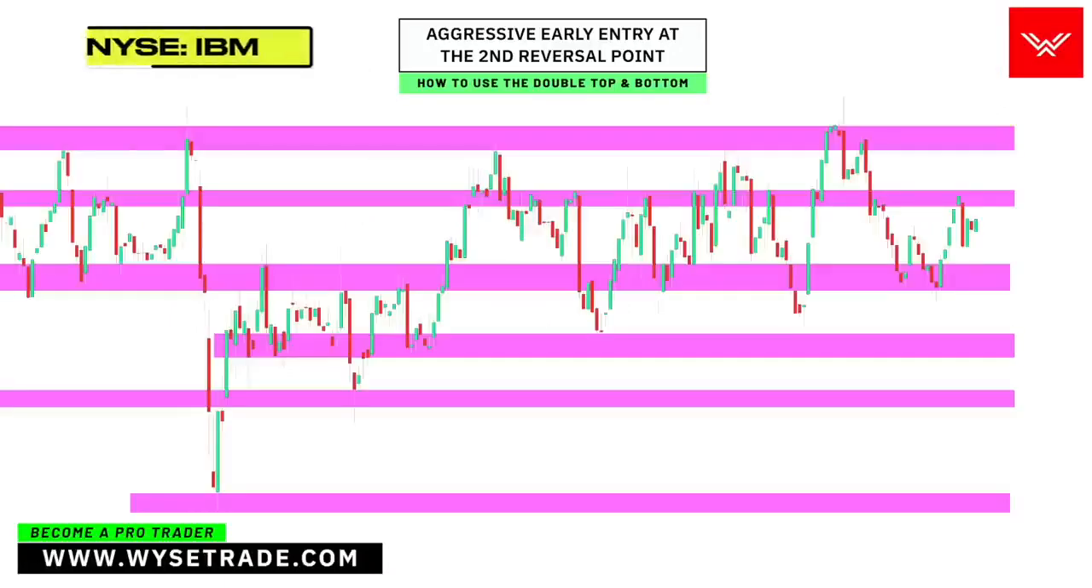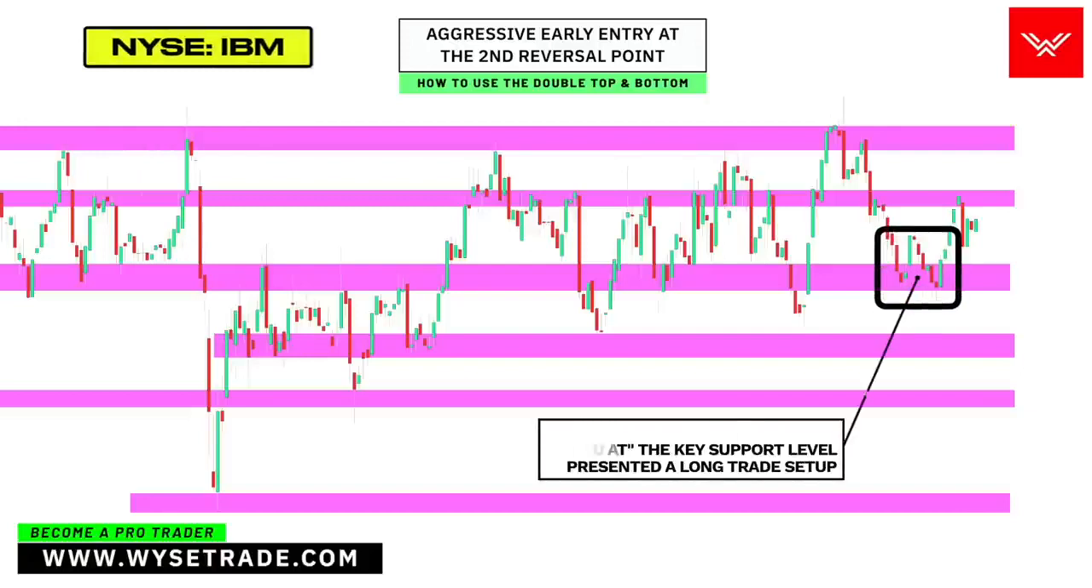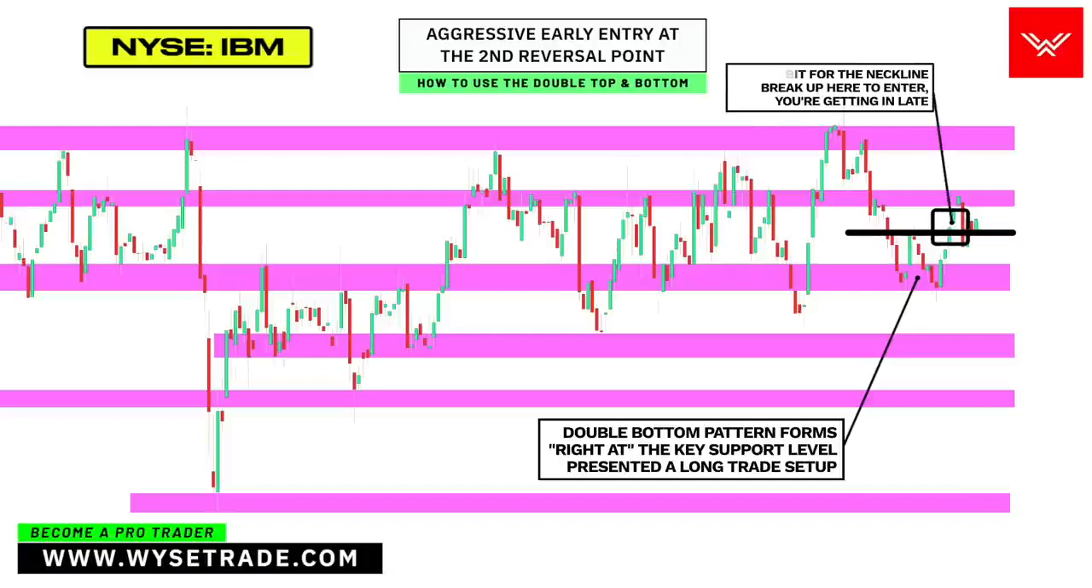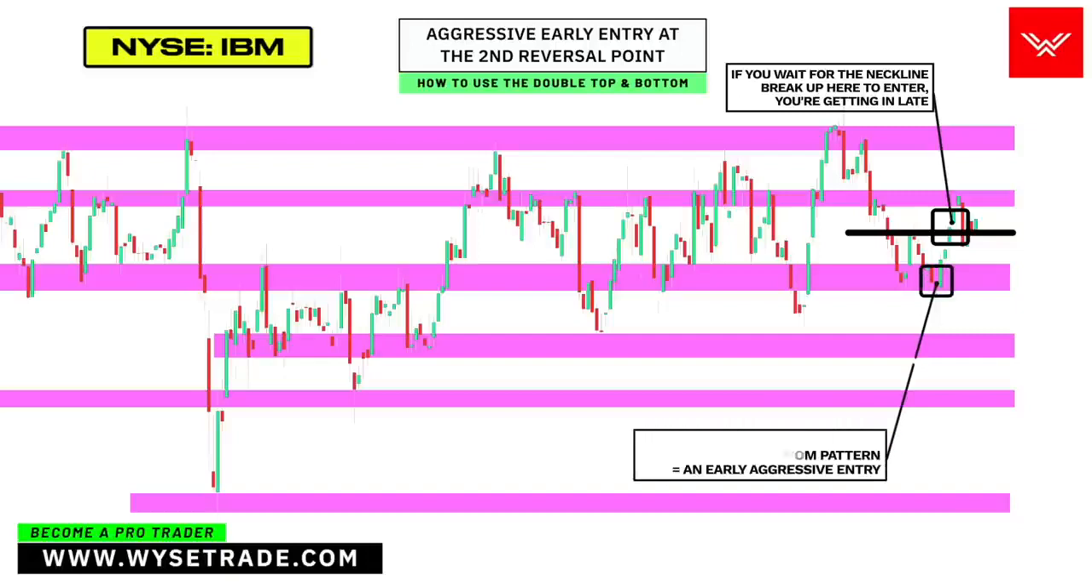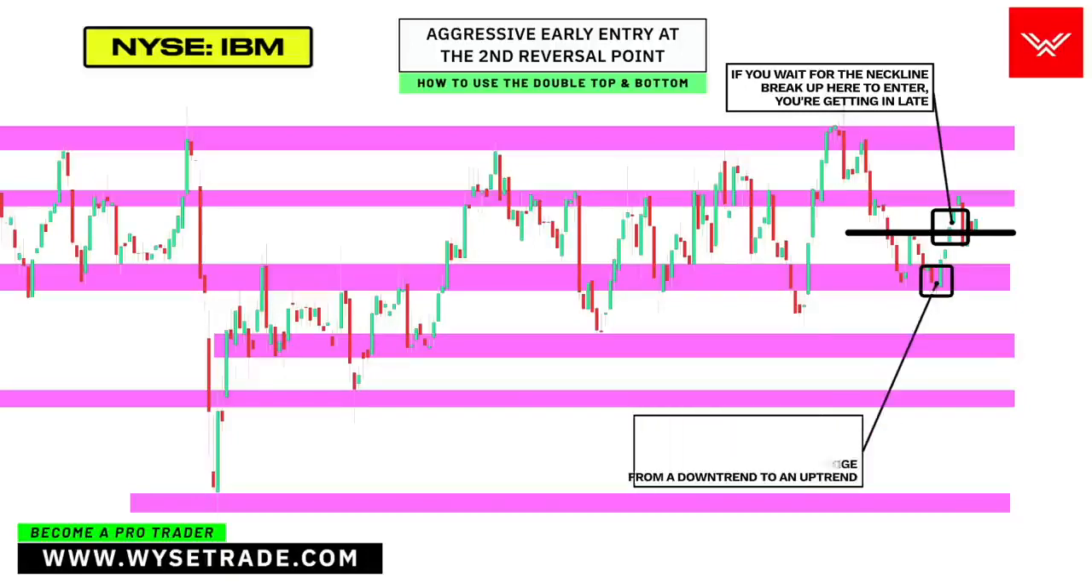This is the IBM stock. This double bottom here at a key support level presented a long trade setup. Now, if you waited for a neckline break, you wouldn't be able to get in until all the way up here. So we want to get in early, right down here at this second reversal point of the double bottom pattern. After you had the long wick candle, you want to look inside of it on a lower time frame for any form of price action that signals a trend change from a downtrend to an uptrend.